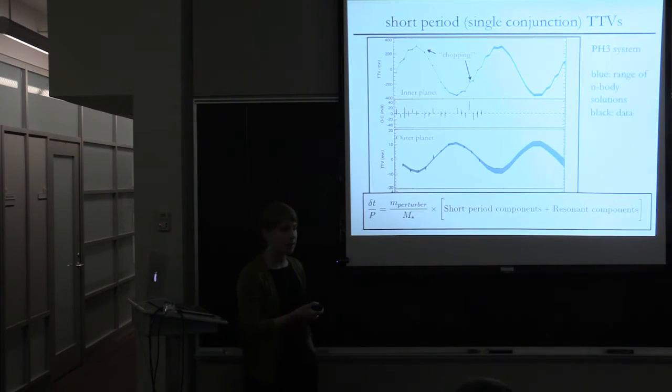Because what is TTV? Oh, sorry, TTV is this transit timing variation. So that's the offset from a perfectly periodic orbit. So if a planet was on a Keplerian orbit, this would just be 0. You would see no TTVs.